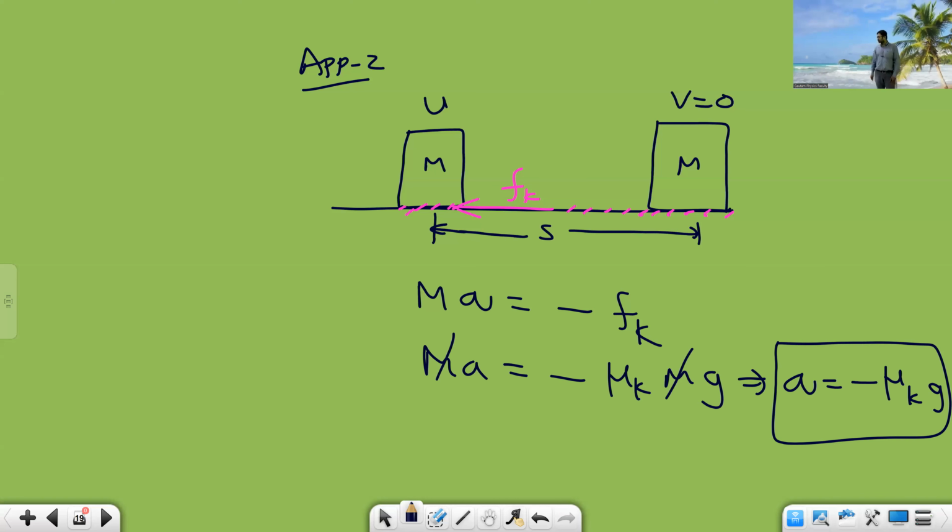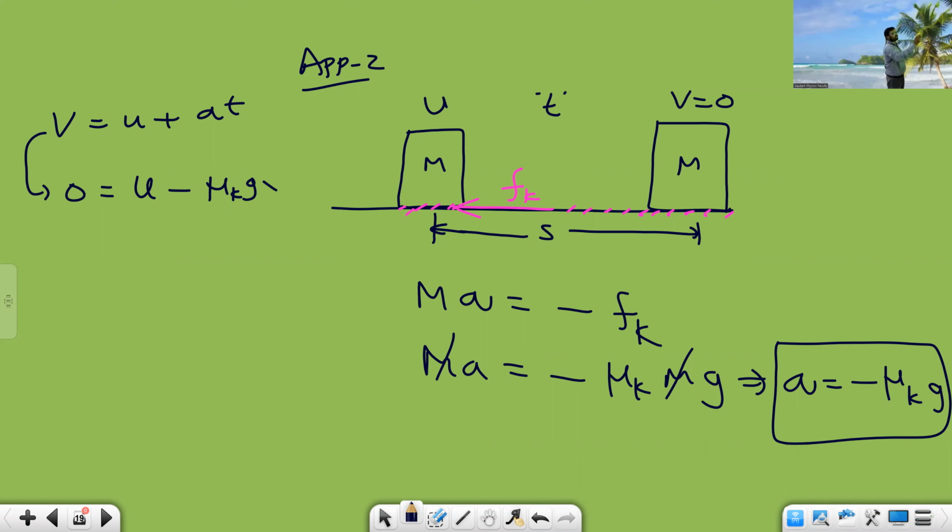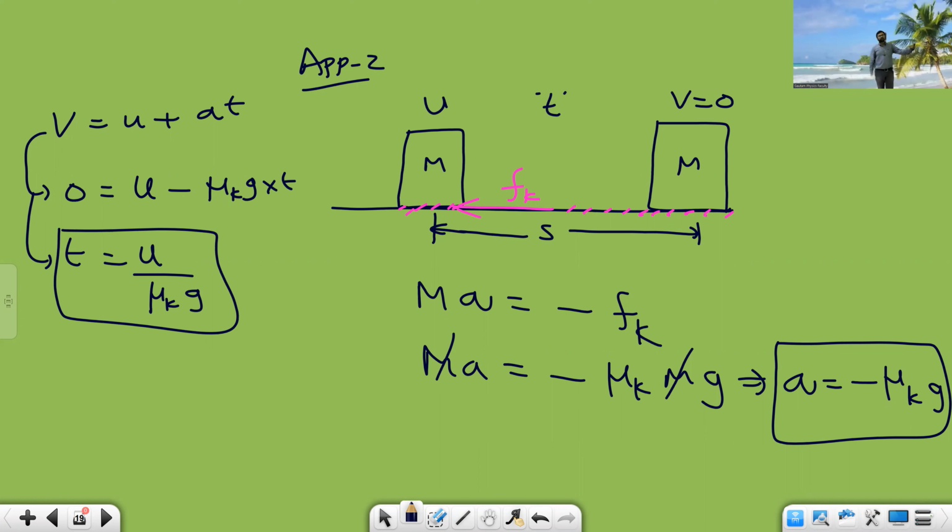The question is asked: how much time does it take to come to rest? For that, v is equal to u plus at. V is equal to 0, which is equal to u minus mu K g into t. So t is equal to u by mu K g.